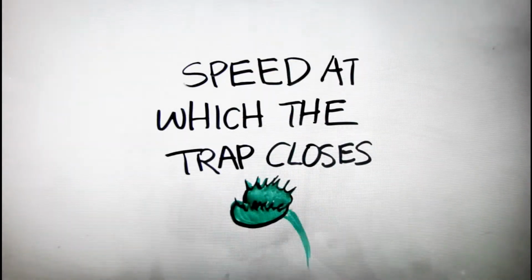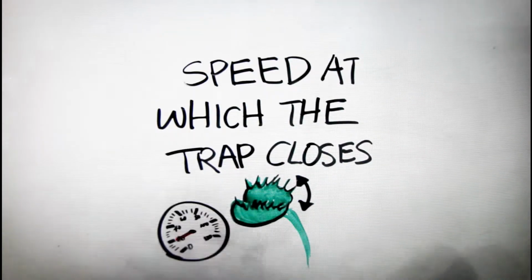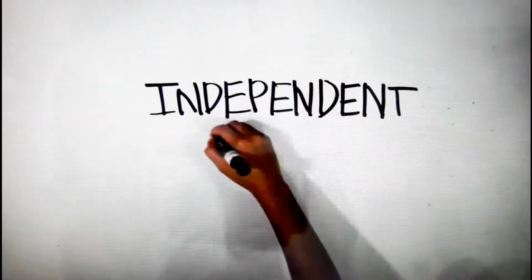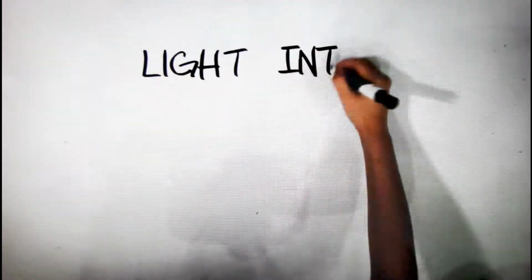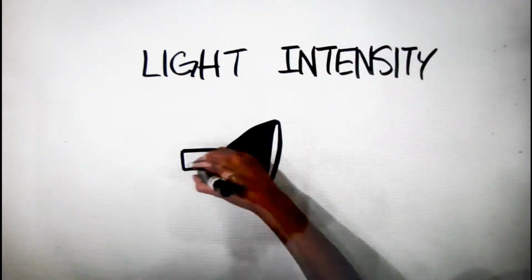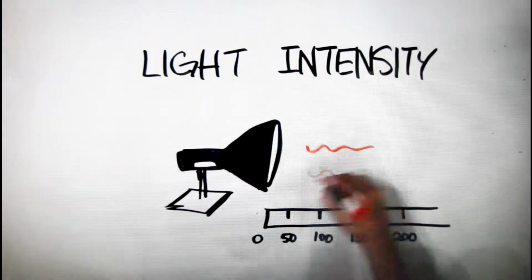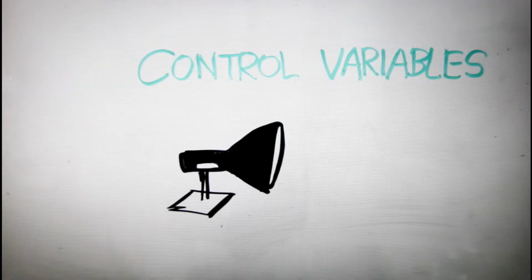Our dependent variable is the speed at which the Venus flytrap closes. Now let's take a look at our independent variable. Our independent variable is what we will be manipulating in this experiment, which is the light intensity. Now for the control variables.